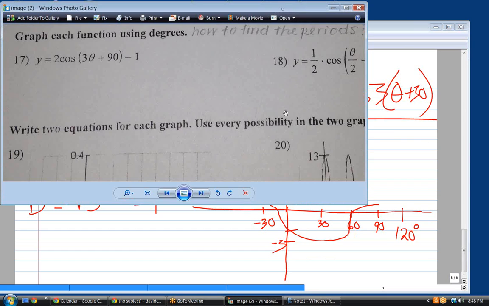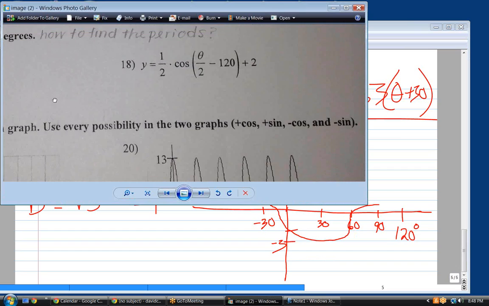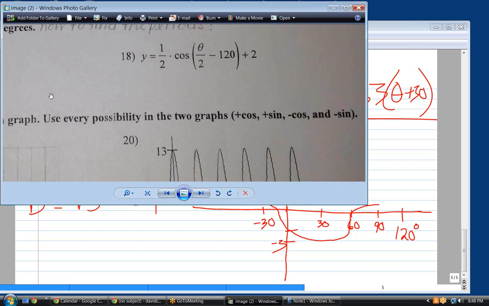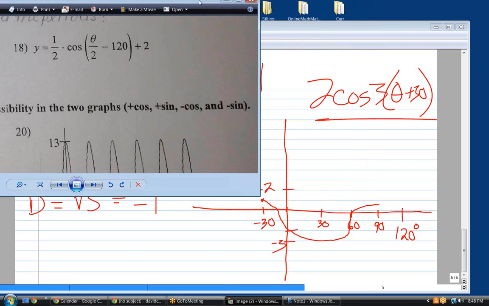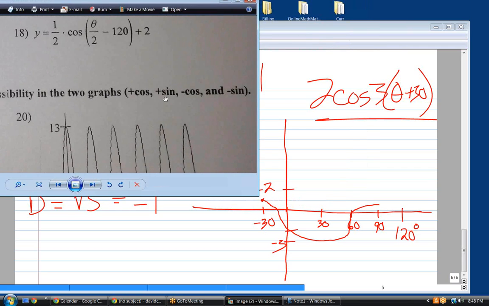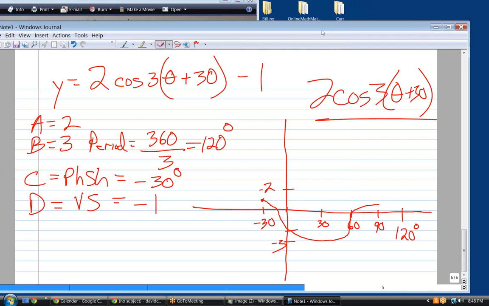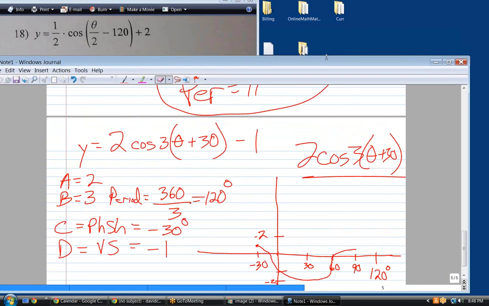So let's see. This is very odd that they would do this to you. It almost looks like these problems came from a school system that used the other format, because the B is inside the parentheses on all of these.